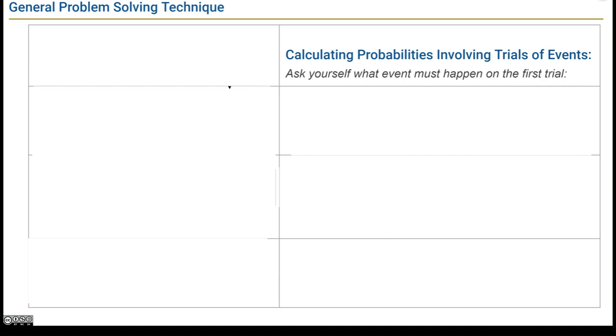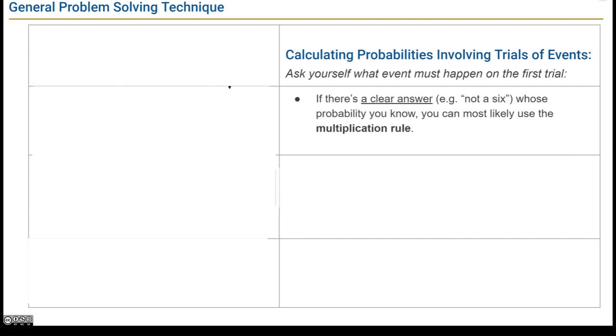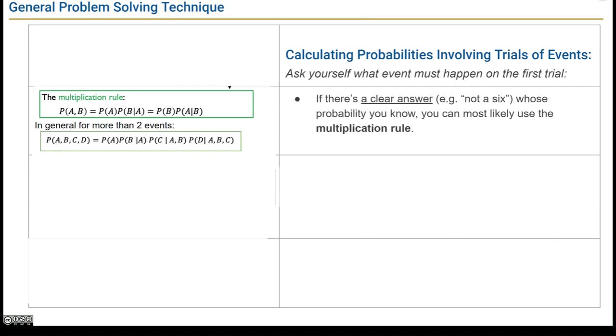All right, so here are my overall guidelines for calculating probabilities in the specific case where you have trials of events. So I'm repeatedly throwing dice, or I'm drawing cards, or I'm spinning a roulette wheel multiple times. These kind of toy problems that we often give you. The first thing you want to ask yourself is, what event must happen on the first trial? Okay, and sometimes you'll know. So if it's clear based on the problem what must happen on the first trial, then you can likely set this up using the multiplication rule, where you'll say, okay, the first one has to be blank, and then I'll see the second given that the first one was blank.